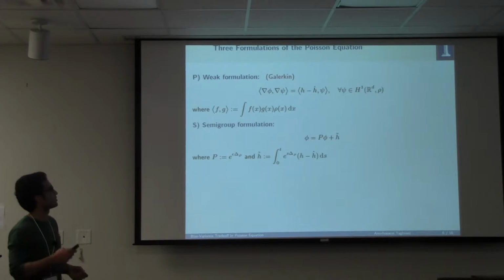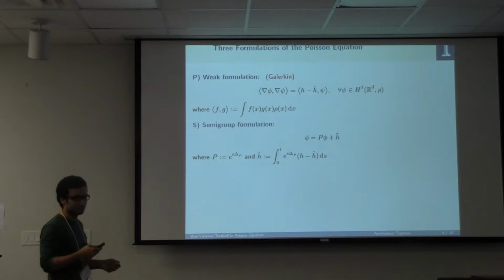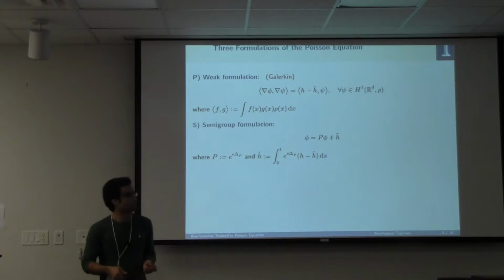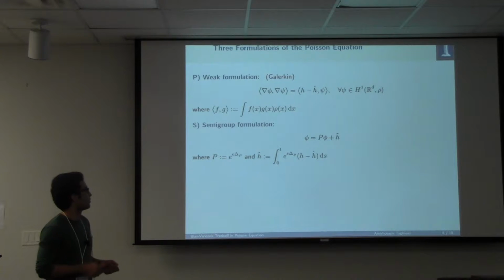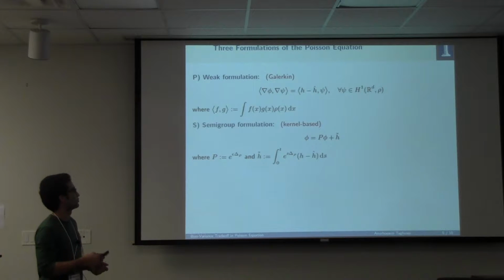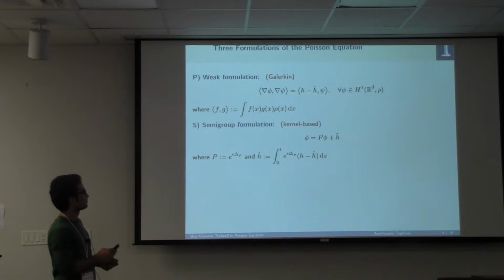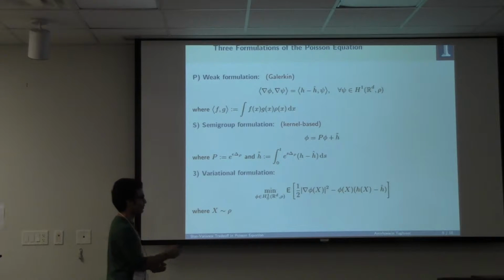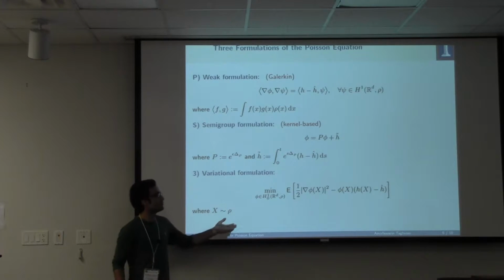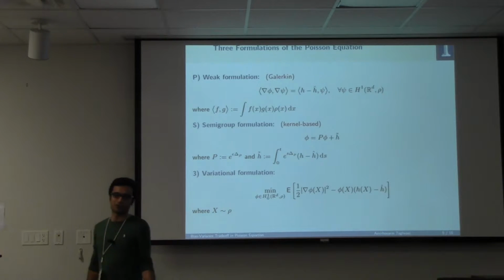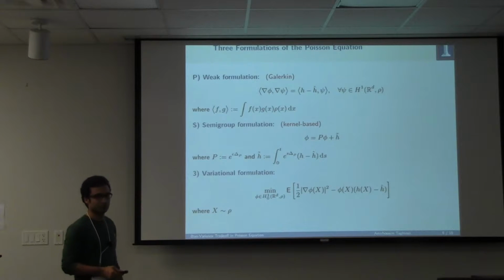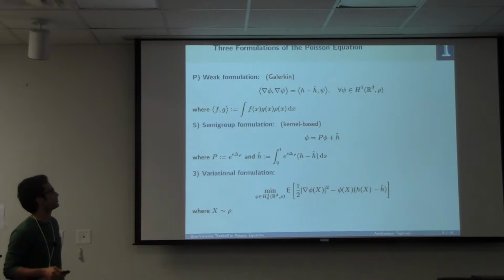The second formulation is based on the semigroup. By the definition of the semigroup, you can rewrite the Poisson equation in this way, which is a fixed point equation. This would lead to a kernel-based algorithm to solve the Poisson equation. And the third formulation is a variational formulation, where you can also show that the solution phi is a minimizer of the following objective function. If you take the first order optimality condition, it's the Poisson equation. This is the third formulation.